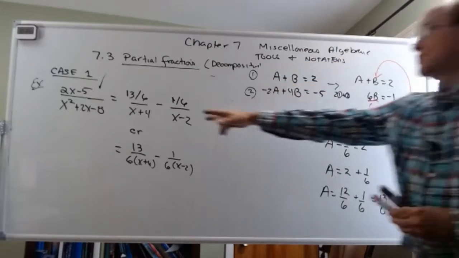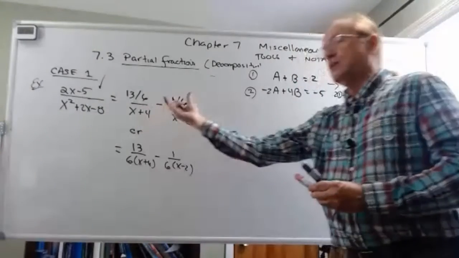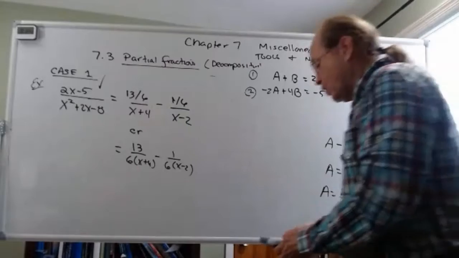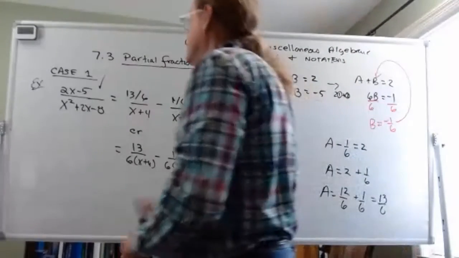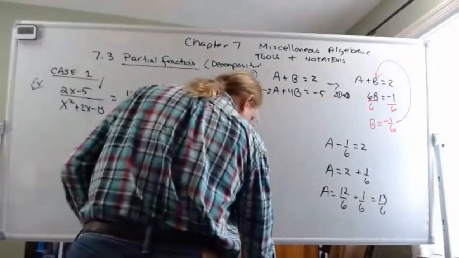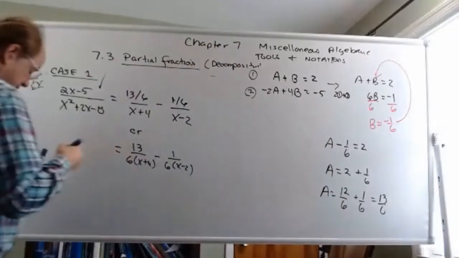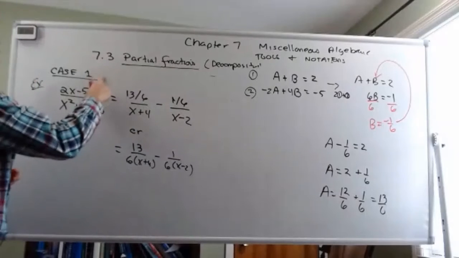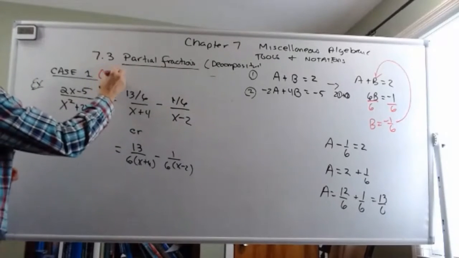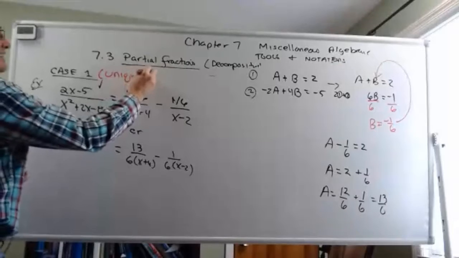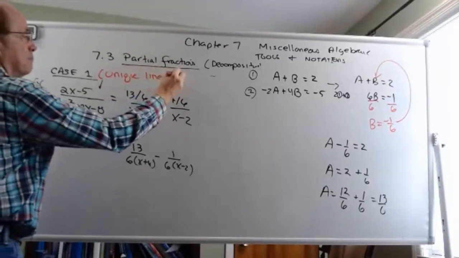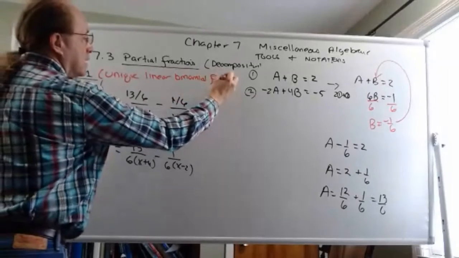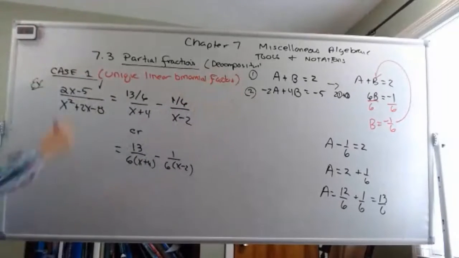You typically, when here, you're going to have these two. If there's two of those factors, you'd have two of them. Now, this is case one, where you have what we call unique factors. So case one deals with having unique linear binomial factors. That's case one.